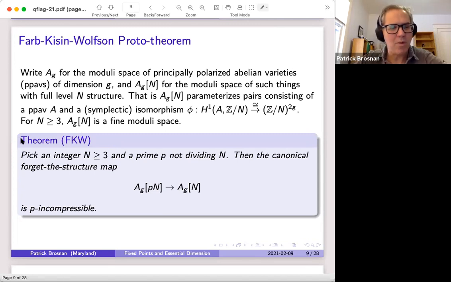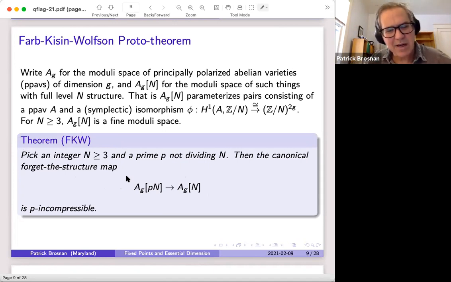Okay, and anyway, here's the theorem of Farb, Kisin, and Wolfson. It's the thing that it's all based on. You pick an integer n bigger than or equal to 3 and a prime p not dividing n. And then you have this canonical forget-the-structure map, so A_g[pn] goes to A_g[n]. This is a map of algebraic spaces or Deligne-Mumford schemes. And the assertion is that that morphism is p-incompressible.